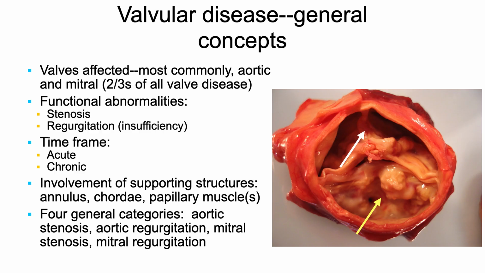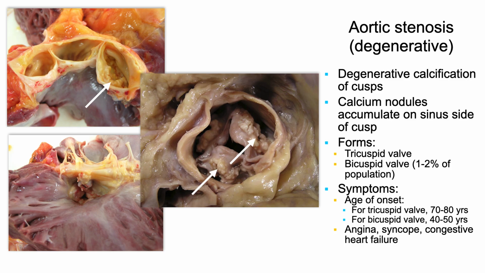To the right of it, this is a stenotic aortic valve. That's a bicuspid valve. The yellow arrow shows the nodules of calcium in the cusps, and the white is the midline raphe that we'll talk about when we talk about bicuspid valves. So aortic stenosis is, for the most part, degenerative. There are 3 types of aortic stenosis. You can get degenerative tricuspid, degenerative bicuspid, and also rheumatic. We'll talk about rheumatic under acute rheumatic fever and rheumatic valvulitis.